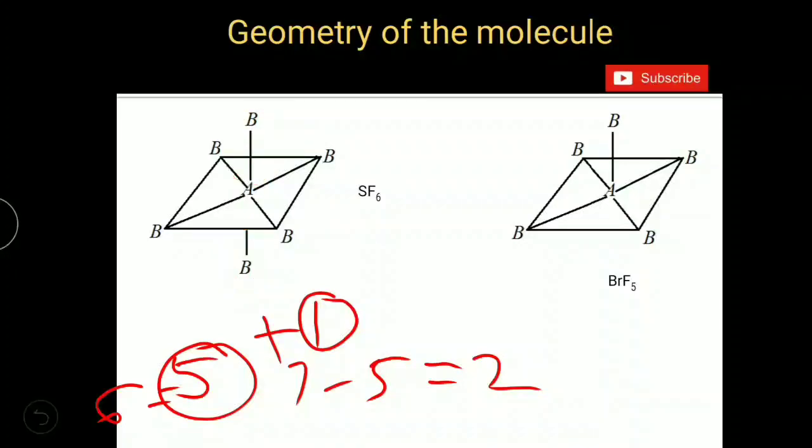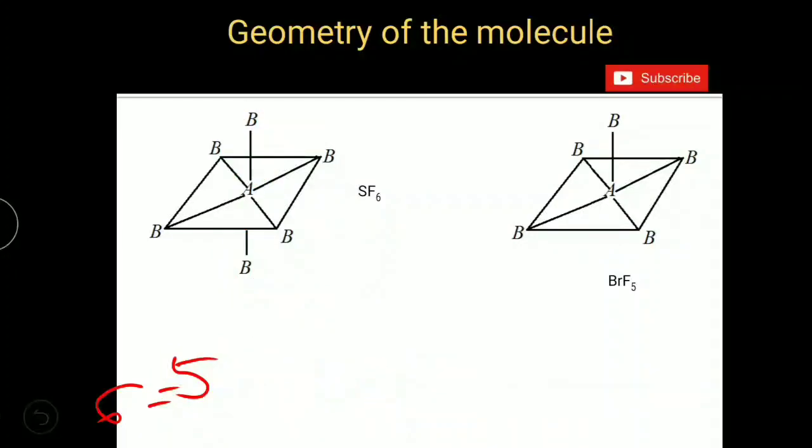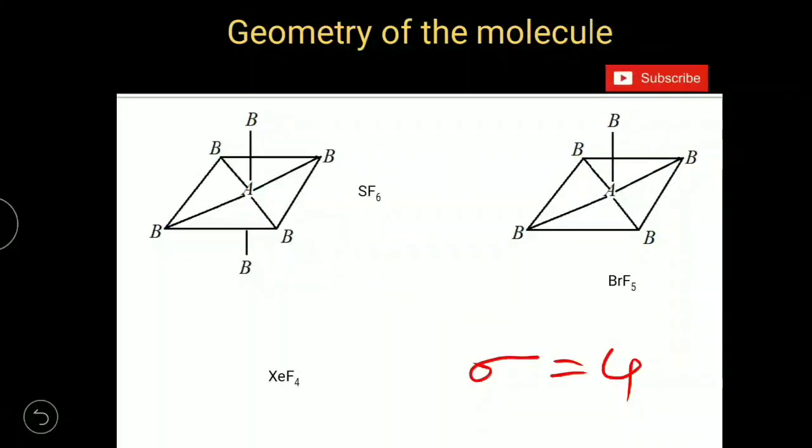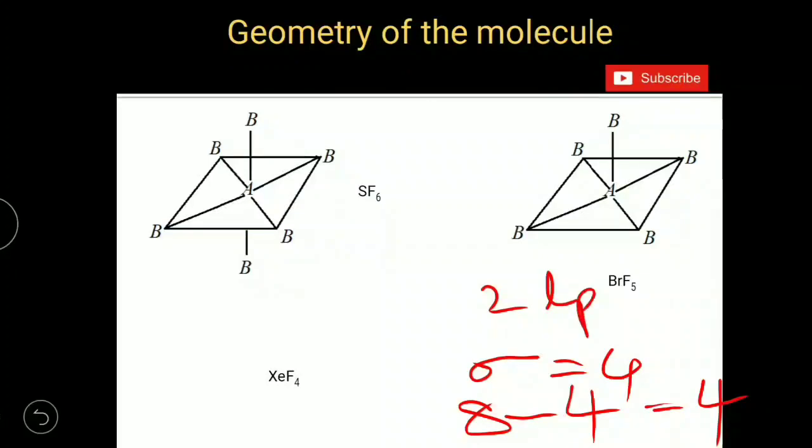Next, come to one more structure. Xenon tetrafluoride, in which xenon atom is bonded to 4 fluorines. So number of sigma bonds equal to 4. Xenon has 8 valence electrons. Out of 8, 4 are involved in bond formation. So remaining electrons equal to 4. It means 2 lone pairs. Sigma bonds equal to 4, lone pairs equal to 2. So steric number is 6.